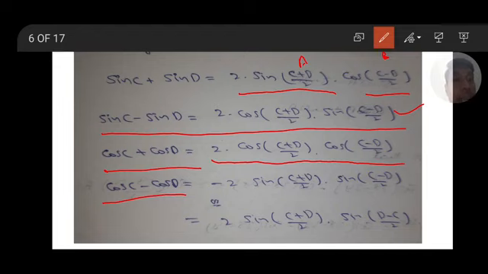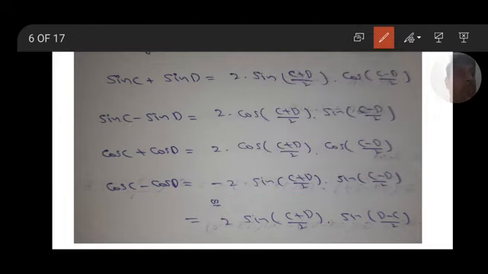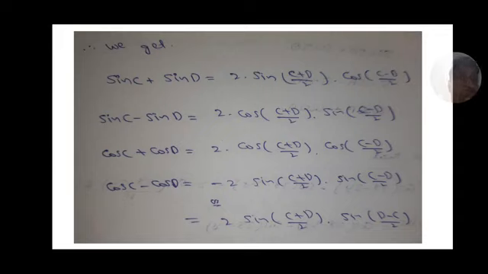Cos C minus cos D equal to minus 2 sin of C plus D by 2 into sin of C minus D by 2. If you take this minus common, we get D minus C, sin of minus theta, that minus this minus plus, it becomes 2 into sin of C plus D by 2 into sin of D minus C by 2. Minus here comes, minus will become plus. Okay, these are the 4 formulas: sin C plus sin D formula, sin C minus sin D formula, cos C plus cos D formula, cos C minus cos D formula.